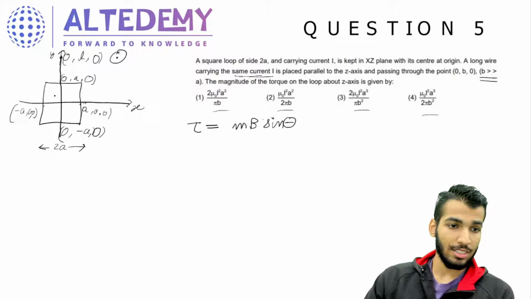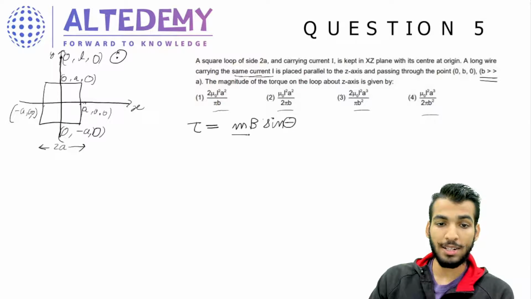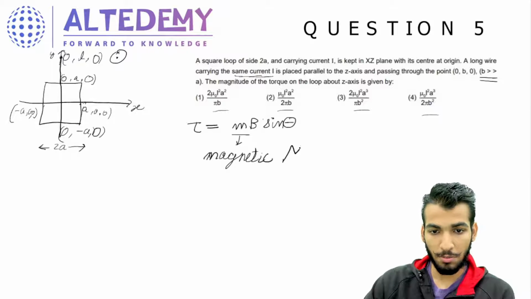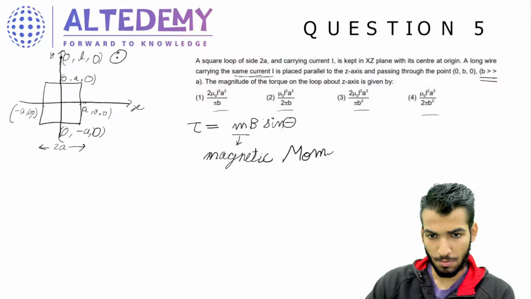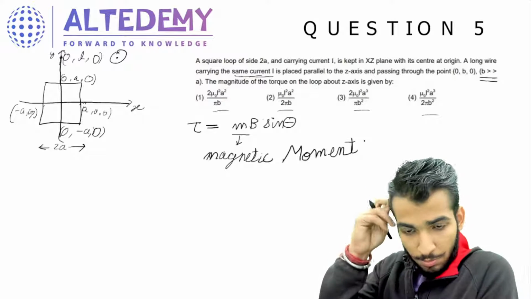Okay, so this is a, and this is our square, and let's talk about this. This is the magnetic moment, right? Magnetic moment. Okay, this is the magnetic moment.